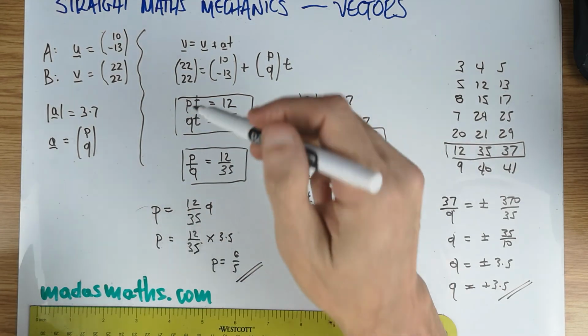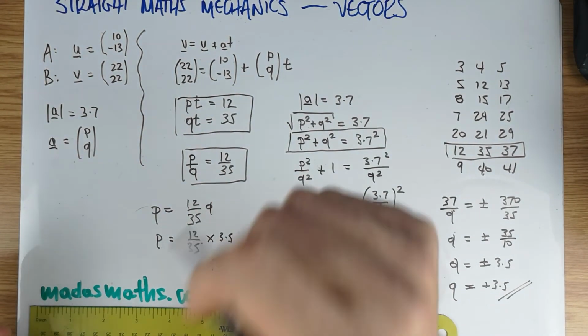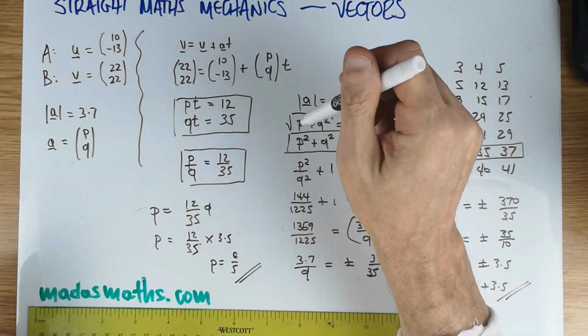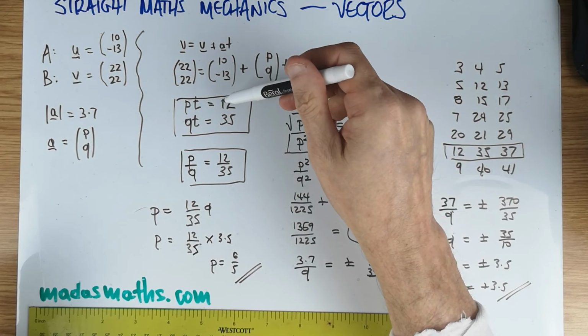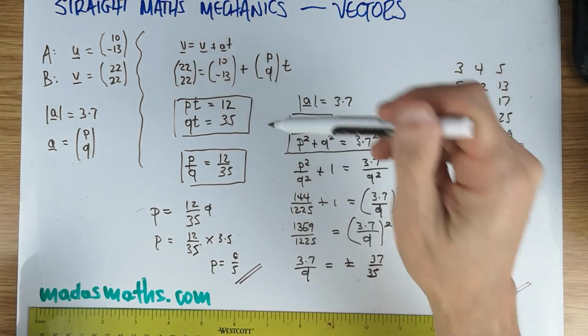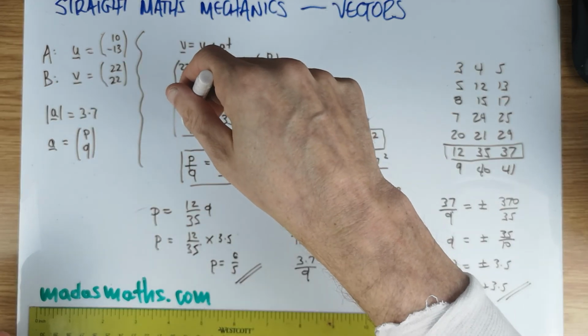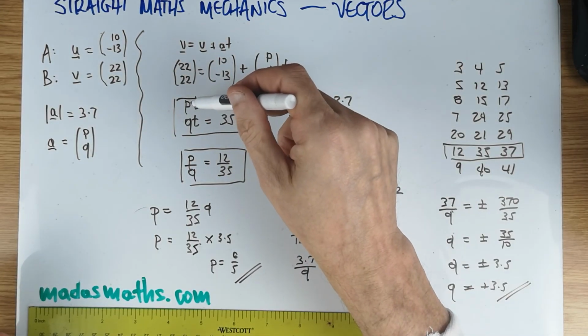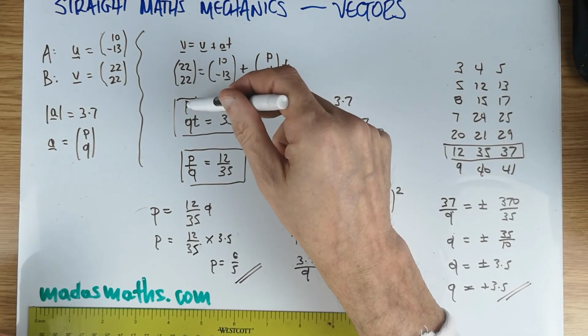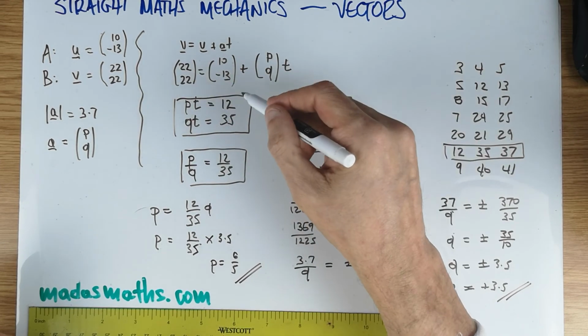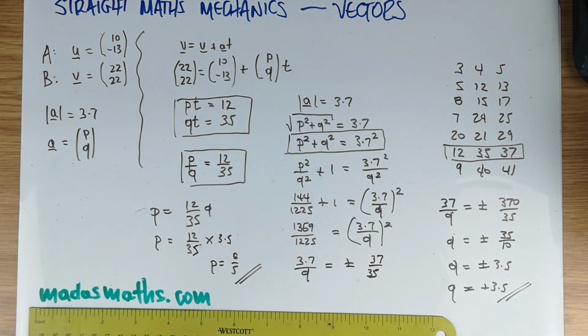Does that work consistently with the two equations? I always do check. So p, q, t: q turned out to be 3.5, so t is equal to 10, and 10 for your time times 1.2 gives us our 12. So these are the correct numbers.